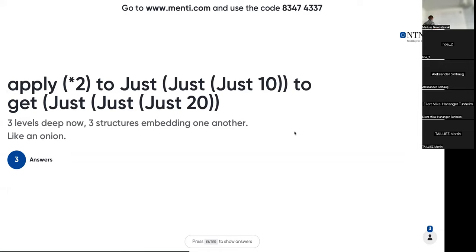So remember, fmap takes two arguments. It takes a function, and the second argument is what the function will be applied on. So we have the outside one, just, one, two, one more just. So we have just 10, one bracket, second bracket. So that's our structure. And then we need three fmaps.